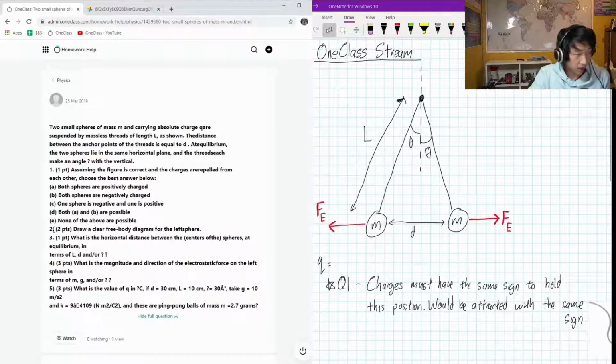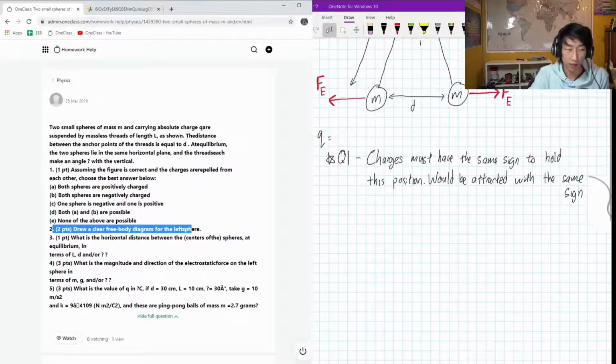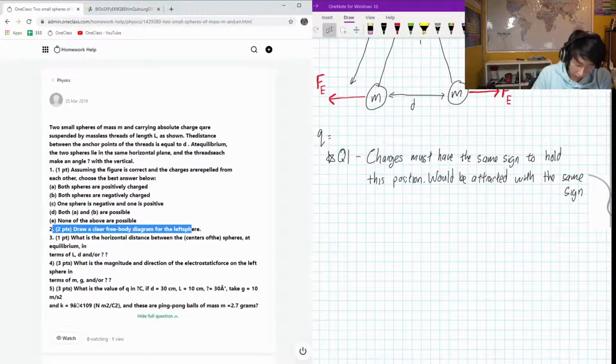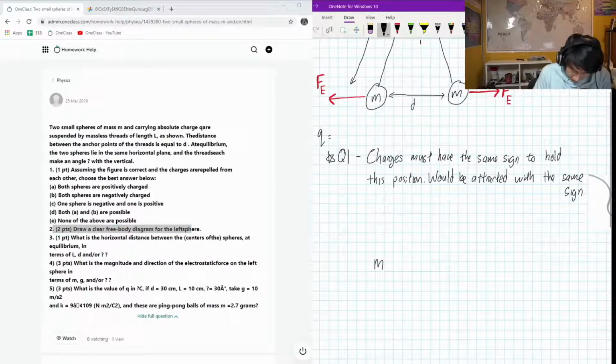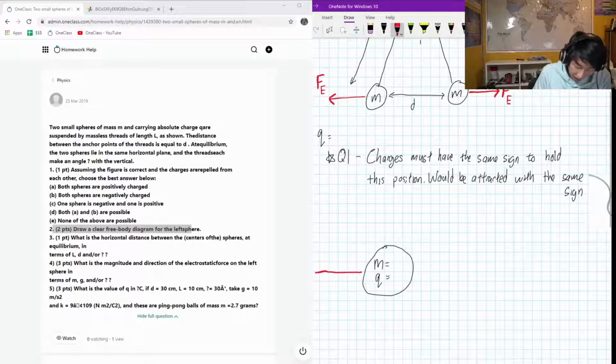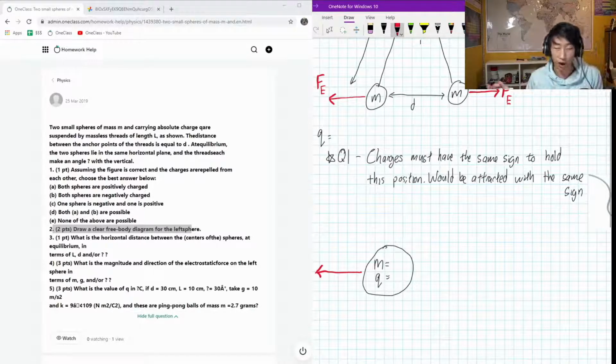The second part of this question is draw a free body diagram for the left sphere. Okay, so I'm actually going to redraw just the left sphere by itself, and we're going to redraw all the forces on it. Here we have our mass, and we don't really know what that is, and we don't know what the charge is either, but we can just leave them like that for now. And the first force, well, we already had that on the diagram. We had the electric force because it is trying to get far away from the other charged ball. Okay, so here we have our electric force.